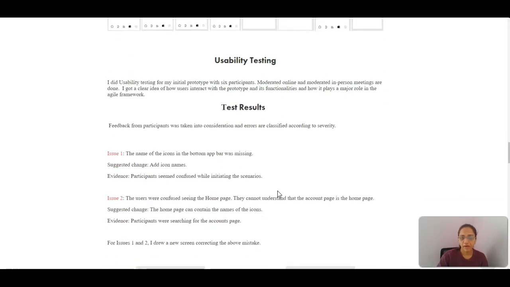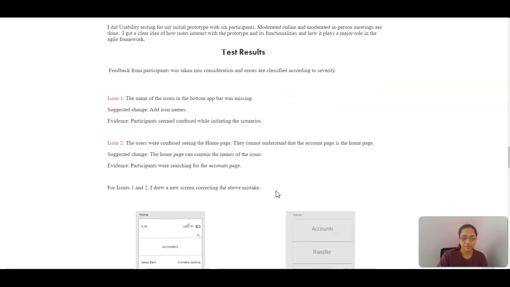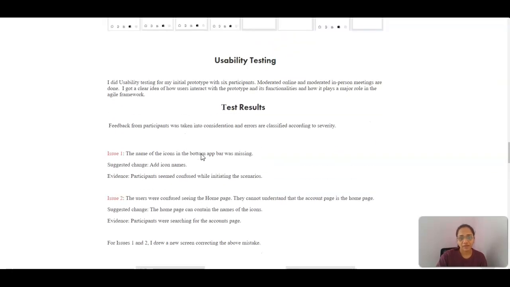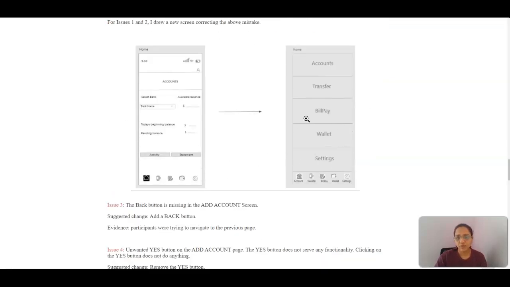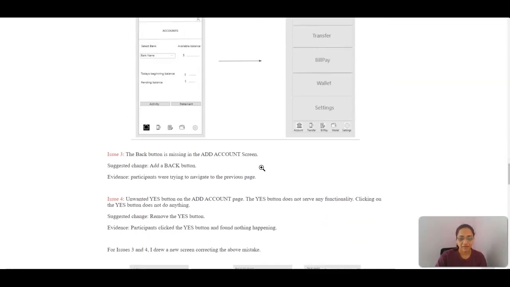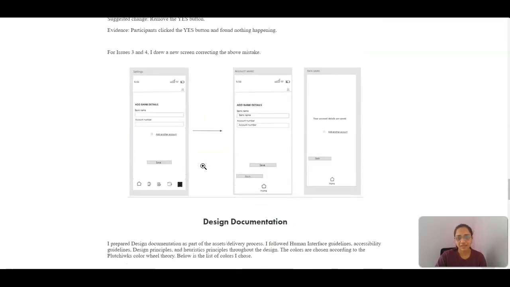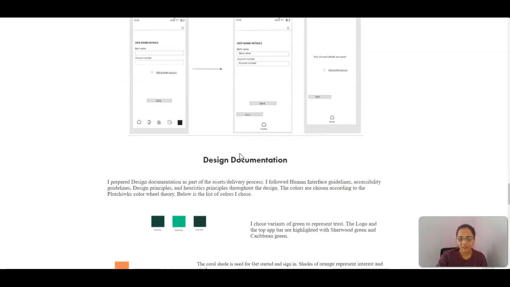Feedback from the participants was taken and errors were classified according to severity. The issues that were found in the test results were considered and new screens were designed. So these are the new screens that were designed after the usability test.